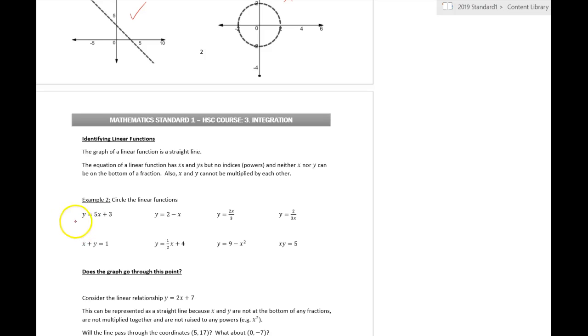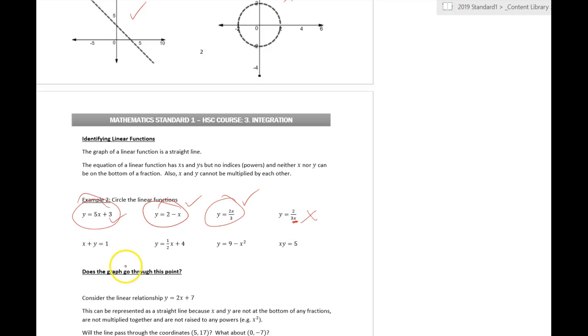So, let's have a look. This one here passes the test fine. That's good. This one here, now it's 2 minus x. Often the x part comes before what we call the constant part, but that's still fine. There's no powers there, x and y aren't multiplied together, and there's no fractions that we've got to look closely at. Now over here, I have a fraction, but x is up the top in the numerator, so that's fine as well. That's still linear. Here though, because x is down the bottom of that fraction, not linear. That's a non-linear function.